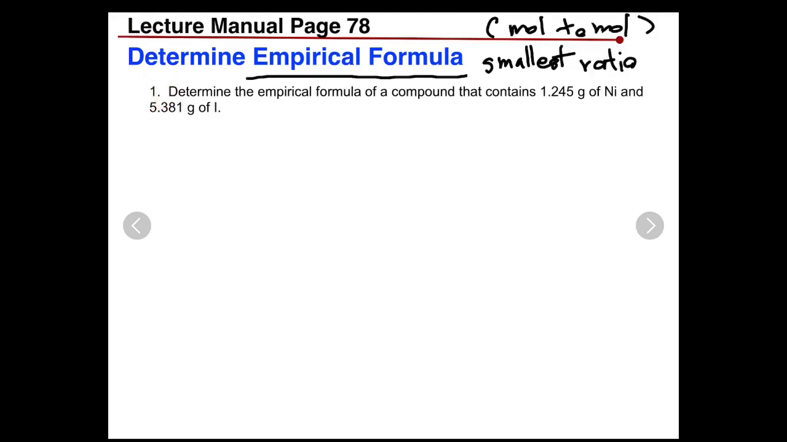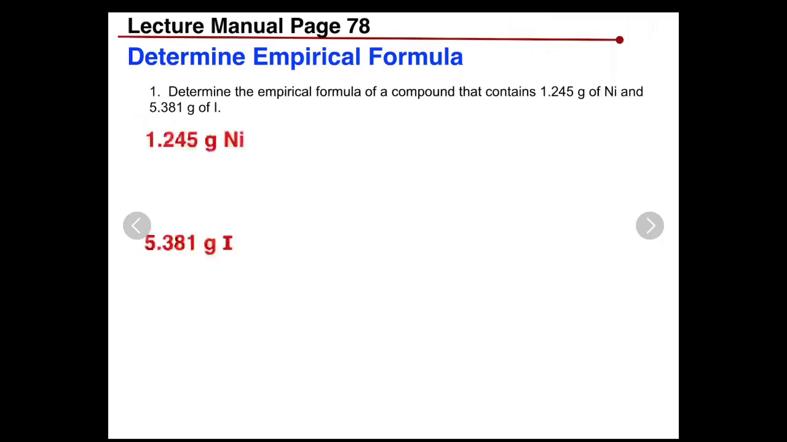So for example, in example number 1 here, it's asking to determine the empirical formula of the compound that contains these many grams of nickel and these many grams of iodine. Because we are going to look at them as a mole to mole ratio, and of course mole and grams are associated by the molar mass, right? So you are going to set up the grams of each, and we are going to compare them.